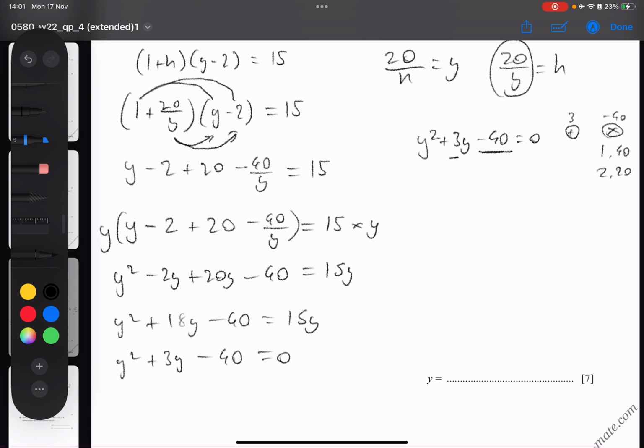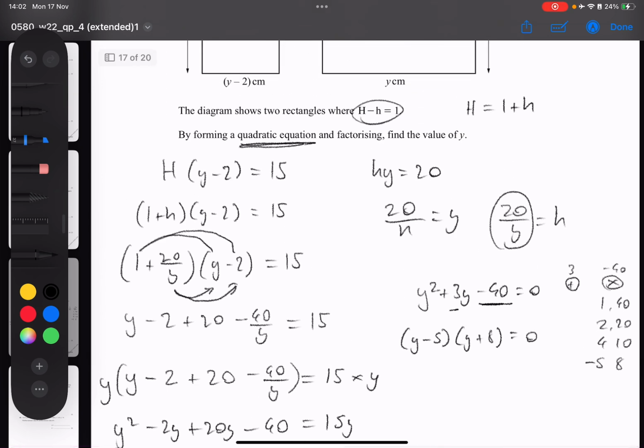2 and 20. Still not going to sum to give me 3. There's too much distance between them. There is 4 and 10, which gets a bit closer because the difference between them is 6. And then there is 5 and 8. If 5 is negative, they will add to give me 3. So there we go. We've got the numbers which are going to go into our brackets. So we rewrite that in factorized form: y minus 5 and y plus 8 equals 0.